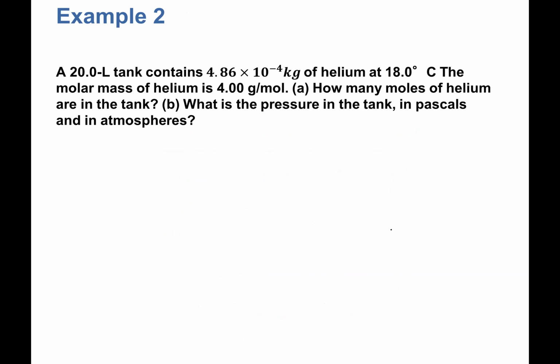All right, so a 20-liter tank contains 4.86 times 10 to the negative 4 kilogram of helium at 18 degrees Celsius. The molar mass of helium is 4 grams per mole. Okay. How many moles of helium are in the tank? And what is the pressure in the tank in pascals and in atmospheres?